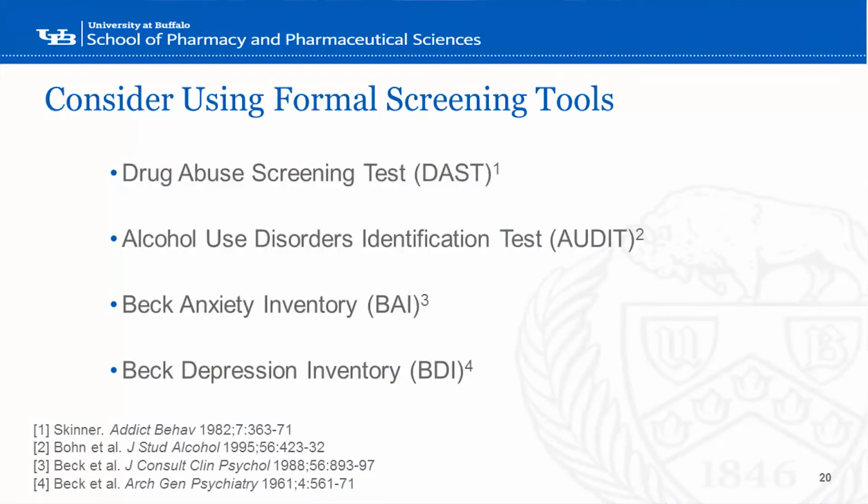A physician could use formal screening tools on an ongoing basis to screen for the development of addiction. There is the DAST, which can be adapted to clinical use, the Alcohol Use Disorders Identification Test, known as the AUDIT, and also, because many patients have anxiety and depression associated with chronic pain, monitoring performance on a Beck Anxiety Inventory or the Beck Depression Inventory may be helpful in determining the outcomes of the treatment of opioids.